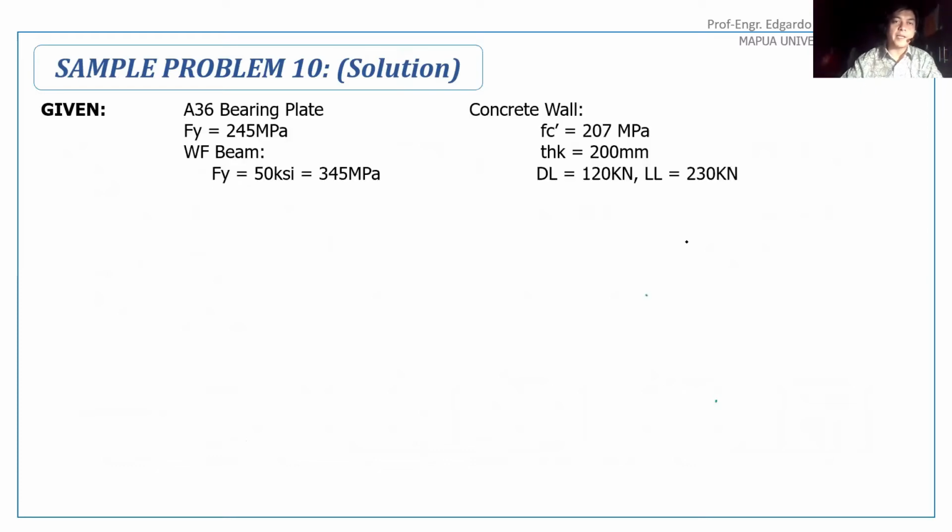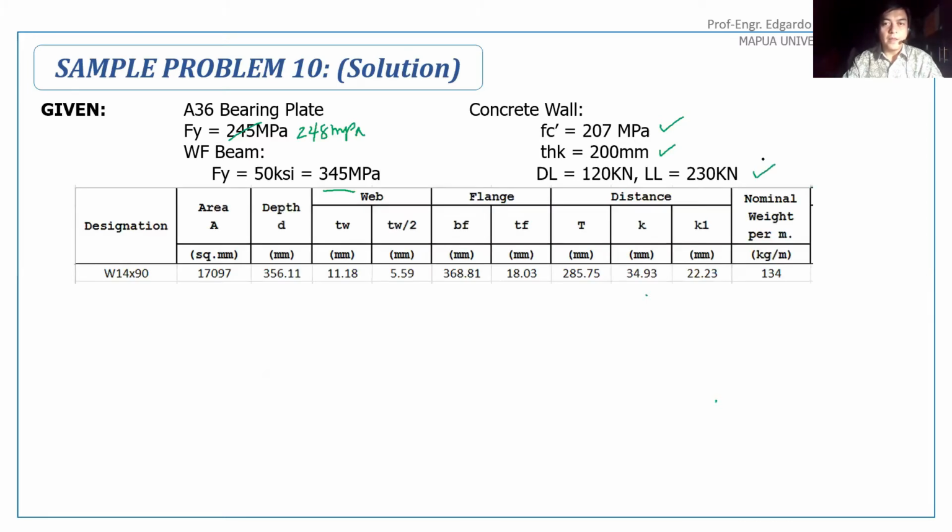So these are the properties of the bearing plate. I think yung Fy should be 248 megapascal. While the Fy of the beam is different, 345 coming from the 50 ksi. Then for the concrete wall, its compressive strength was given, the thickness is 200, and the bearing plate carries this dead load and live load as a support reaction. Okay, so that's the properties of the beam section.